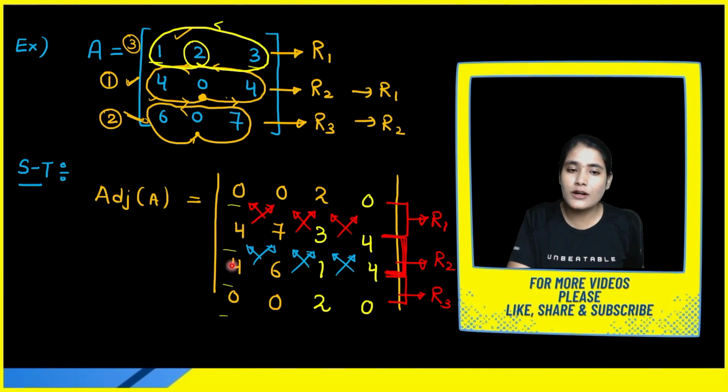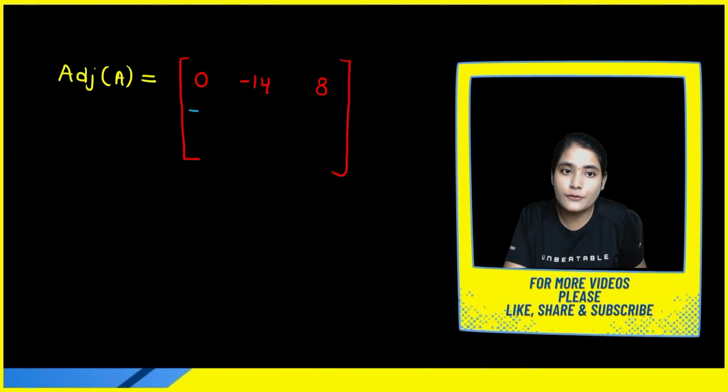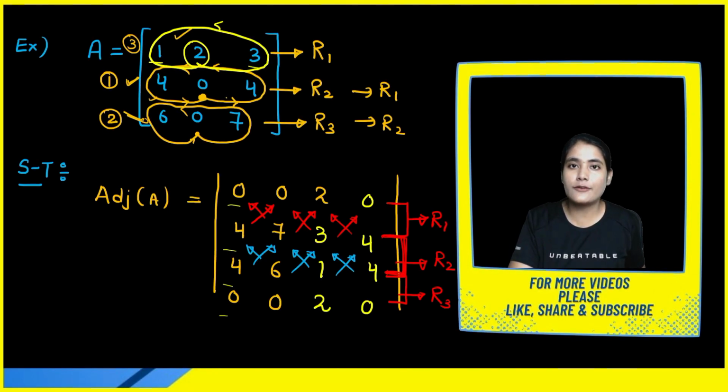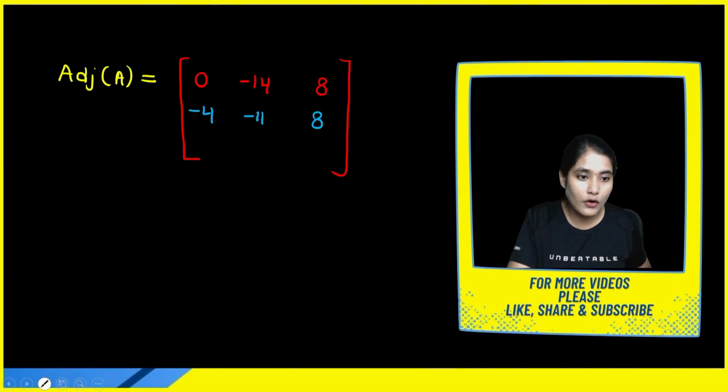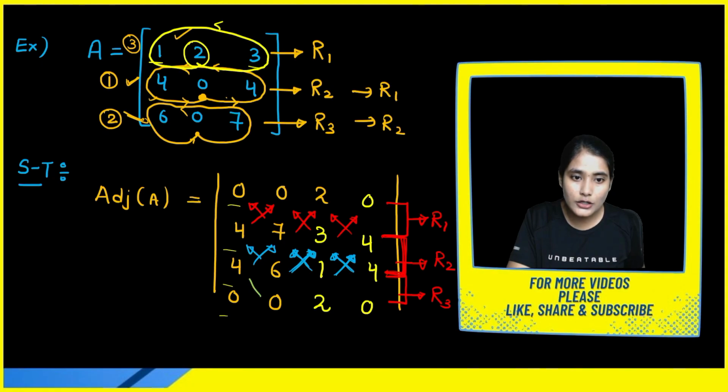6 4s are 24 minus 4 7s are 28. What you will get? You will get minus 4. 24 minus 28 will become minus 4. Now, 7 1s are 7 minus 6 3s are 18. So 7 minus 18 will become minus 11. Then 3 4s are 12 minus 1 4s are 4. So 12 minus 4 will become 8. Okay.